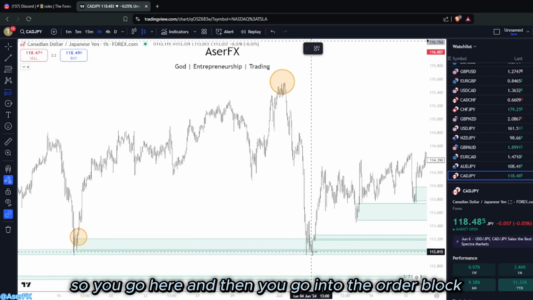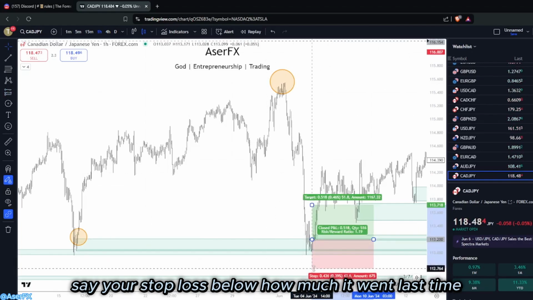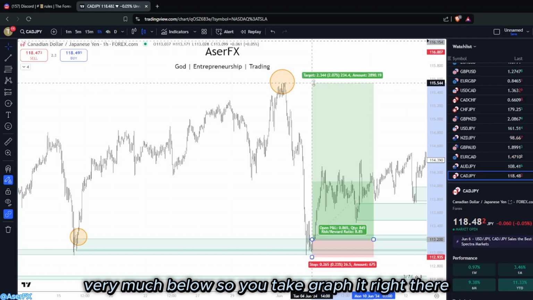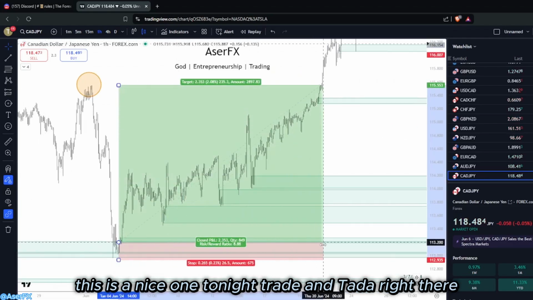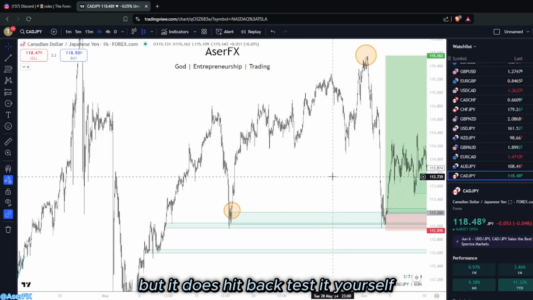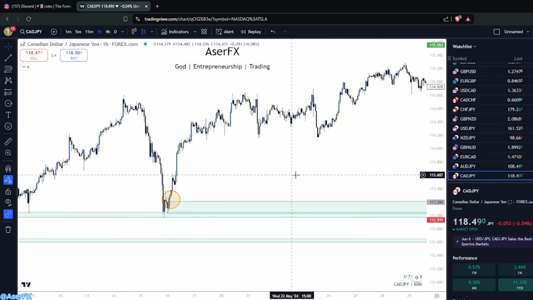So you go here, and then you go into the order block, set your stop loss below how much it went last time, very much below. So you take profit right there. This is a nice 1 to 9 trade, and ta-da, right there. It'll take you a while, but it does hit. Backtest it yourself.